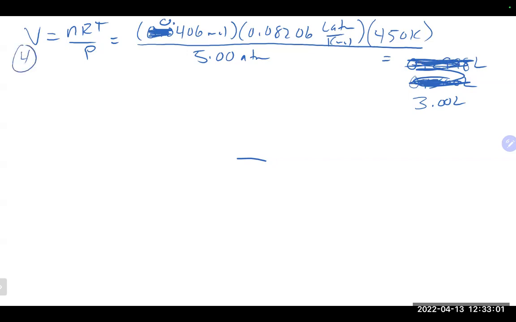If you did a traditional stoichiometry procedure, again, step 1 is the balanced equation. Step 2, here we're using the ideal gas law to solve for moles. Step 3, the mole-to-mole relationship.